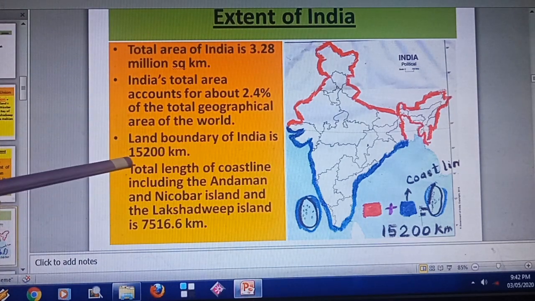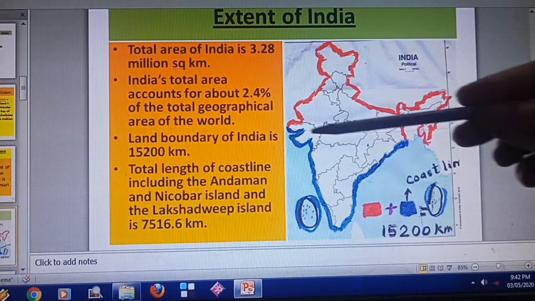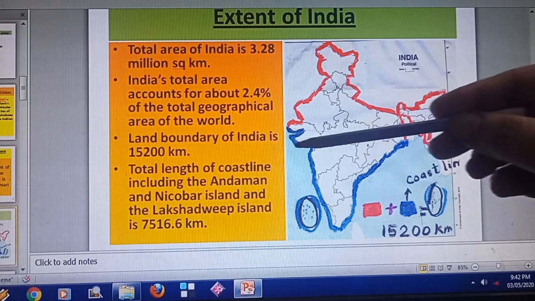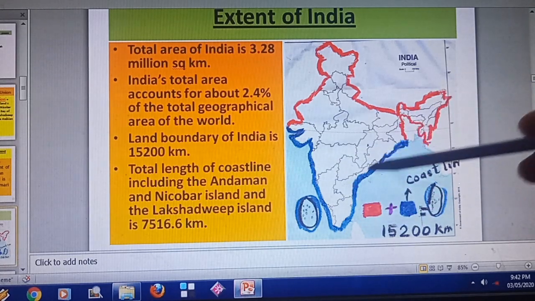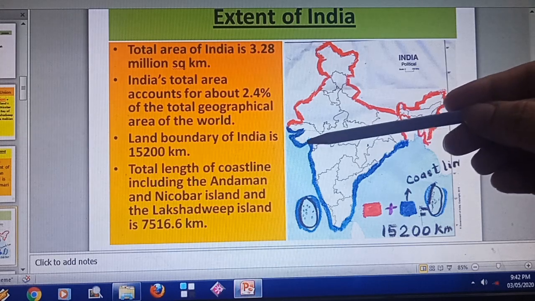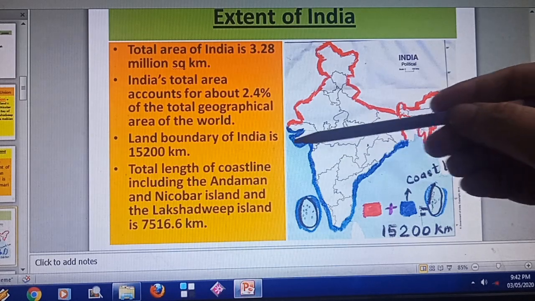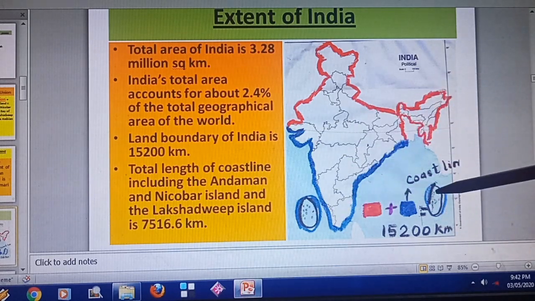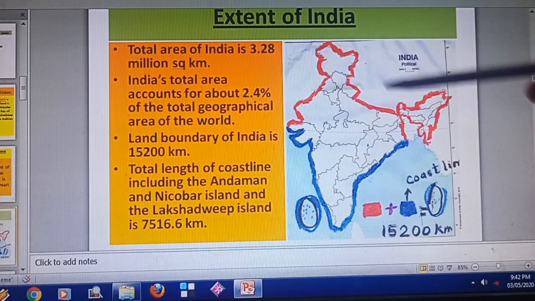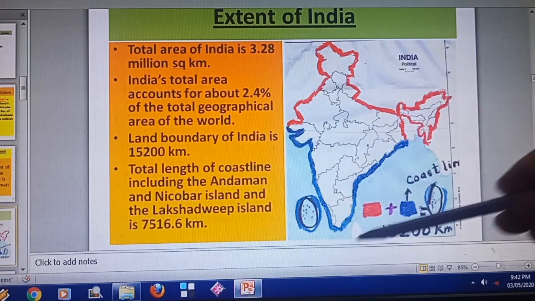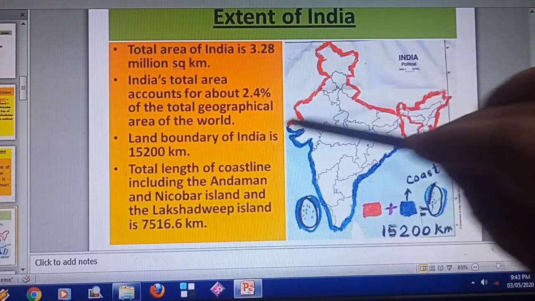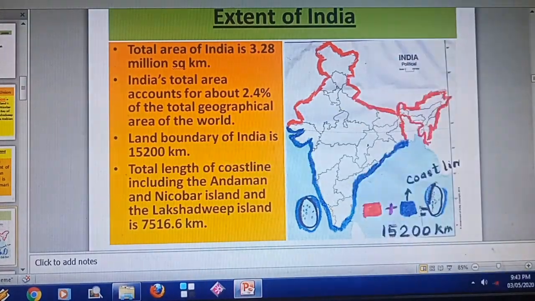Land boundary of India is 15,200 kilometer. See, land boundary, and this is the coastline. Can you see this in the blue line? This is the coastline. Coastline means that region or that area which touches the sea. Here this is the coastline in the blue shaded part, and here in the Andaman and Nicobar Island, Lakshadweep Island, this is the coastline. So the total landmass is the red line, land boundary, plus the blue line. That together comprises the total land boundary, which is 15,200 kilometer.